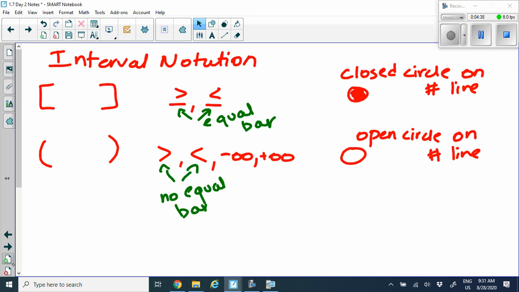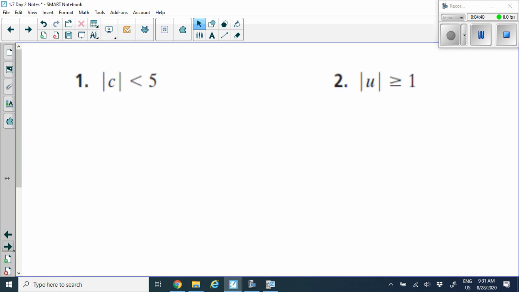Okay, let's get into a problem here. Let's do number 1. How do we solve absolute value inequalities? Well, it's a little bit similar to how we did absolute value equations. The first step is to create, in this case, 2 inequalities. For our first inequality, we're going to get rid of the absolute value bars, just like we did with the equation. I'm going to keep my inequality sign, and the number that's on the other side of the inequality stays positive.